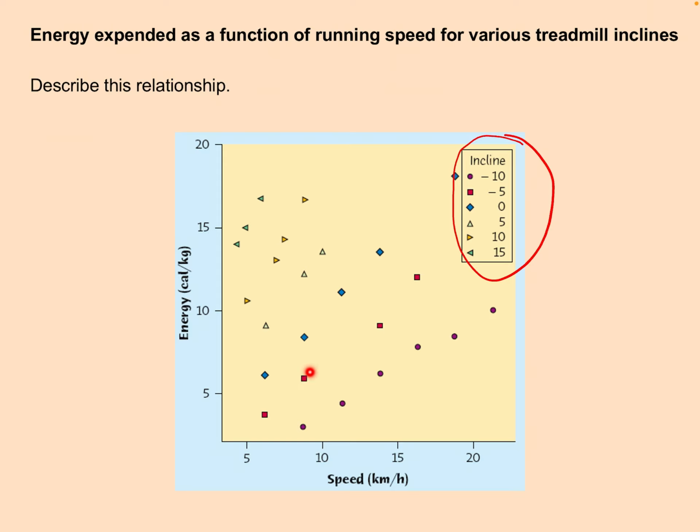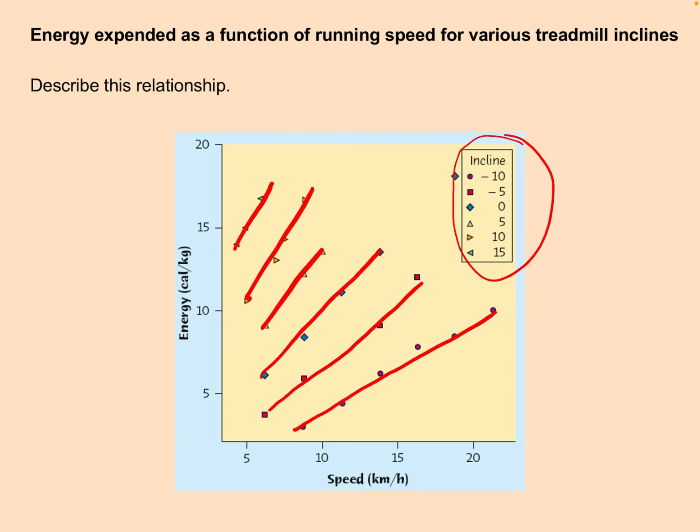Here you see a minus 5-degree incline. Here we have a level or 0-degree incline. Here we have positive slope inclines, so going uphill. Level, going downhill. And so you can see that clearly in each case, for each of those different inclines, there's a positive, strong linear relationship. You see this one here, you see that one, this one, this one, this one, and this one.